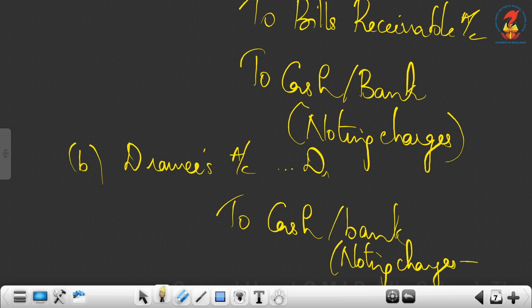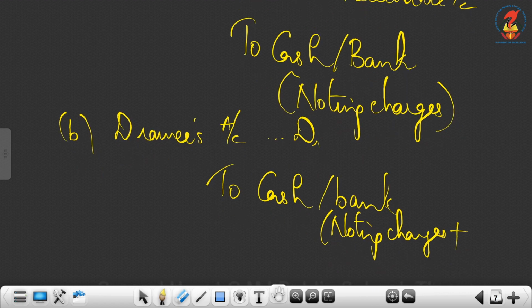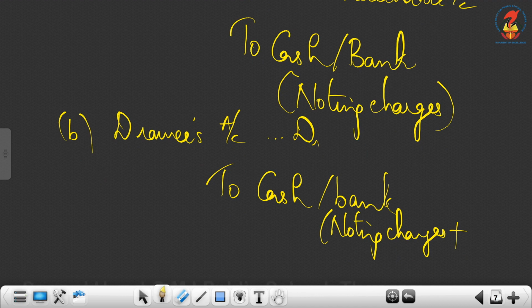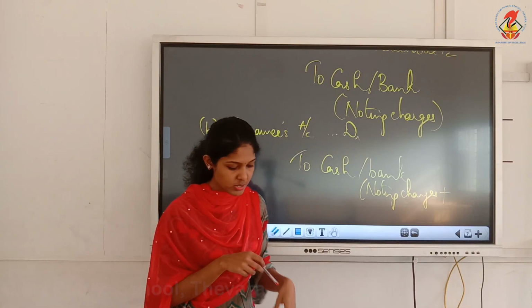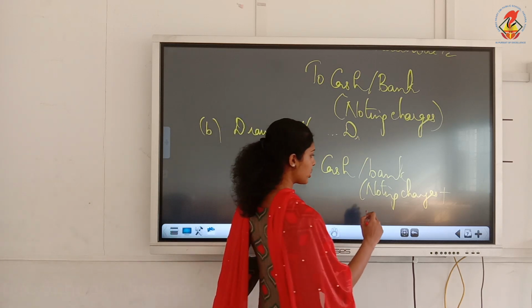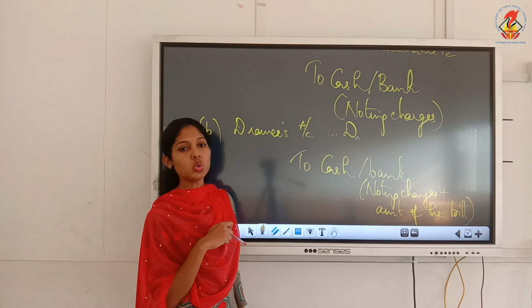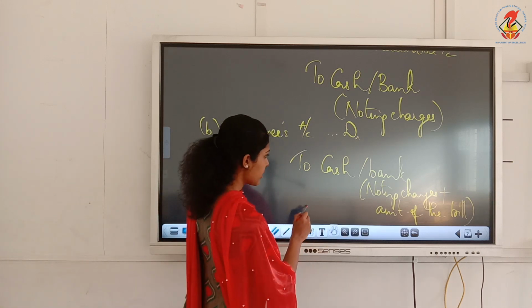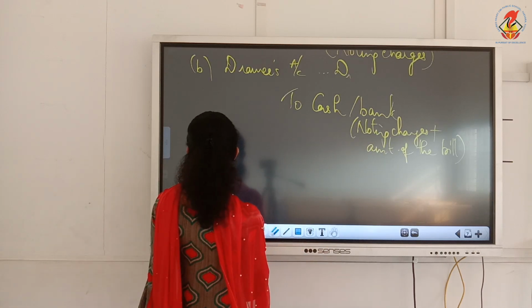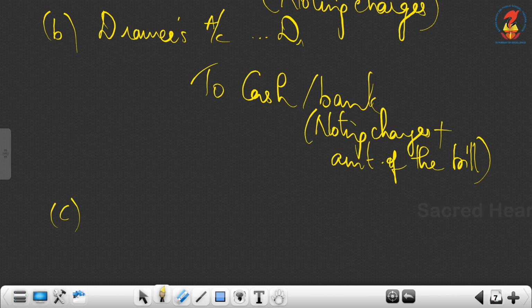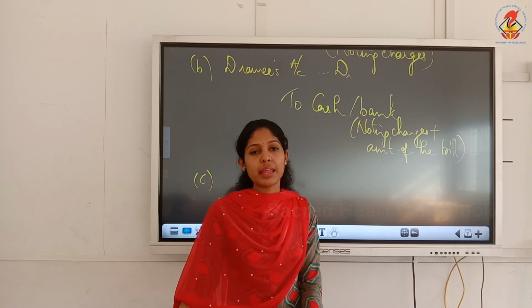Noting charges plus the amount which we have to receive from the drawer or debtor. Also you can write amount of the bill. You write noting charges plus amount of the bill. Understood? So it is drawer's account debtor to cashier bank in the second case. Case 3, give the heading when the bill is endorsed and is dishonored.